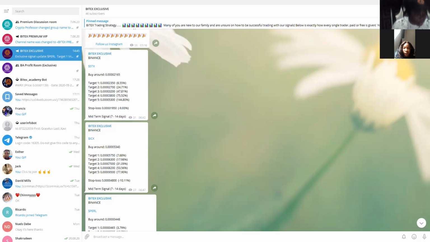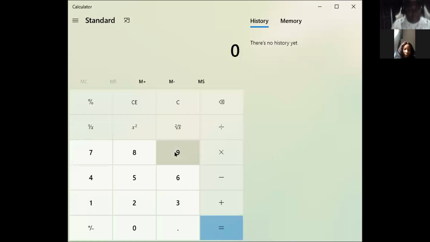Let's use the calculator. Okay. Are you seeing this calculator? Oh, okay, you are seeing our background too. Are you seeing both of them? No, just the calculator. Okay, just the calculator.